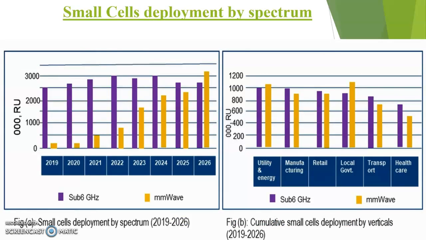Deployment of small cells in terms of spectrum between year 2019 to 2026. The market share for private network is around 3.5 billion and is estimated to grow at the rate of 18% until 2026. From 2020 to 2023 onwards, you see the millimeter wave small cell deployment getting increased until 2026, maybe where the FR1 and FR2 deployments will be equal.